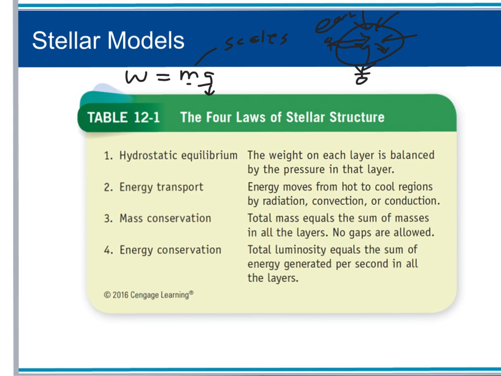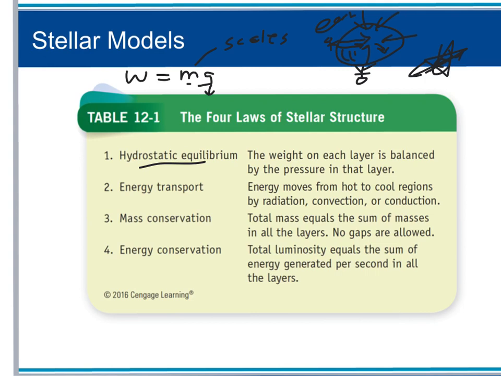So hydrostatic equilibrium is the weight on each layer of the Earth, or each layer of the stars, being balanced by the pressure in that layer, that outward pressure. So you're not caving in. The Earth and the stars and everything aren't caving in on themselves when they're in equilibrium. You've got that perfect balance between weight and pressure.